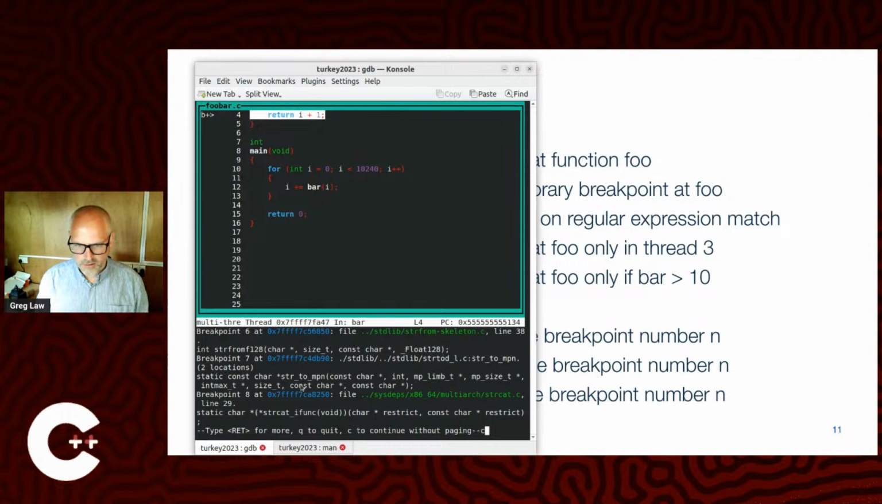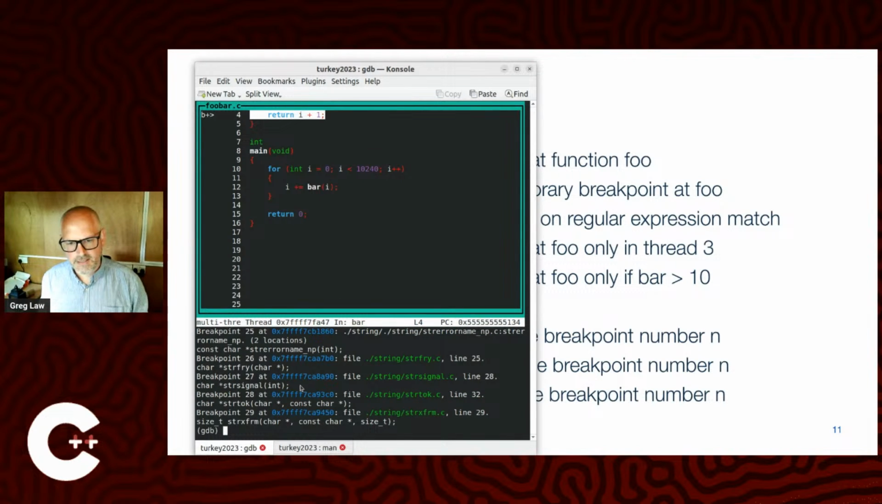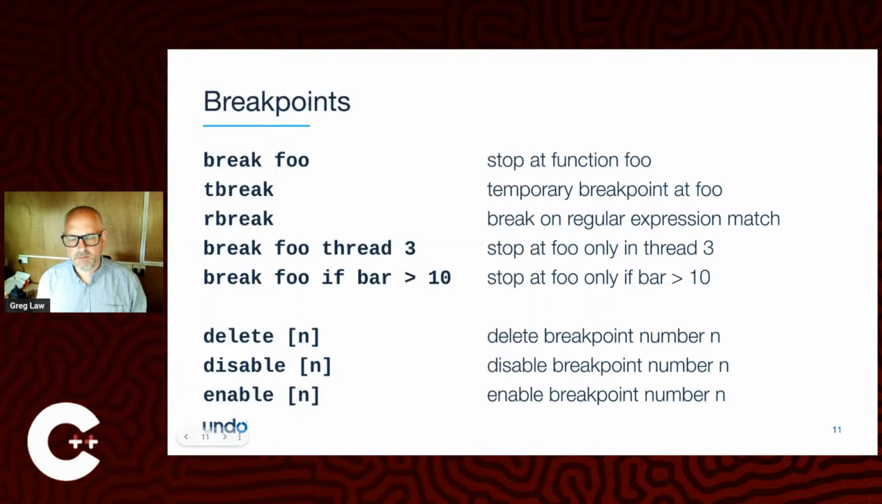And then I'll just continue because it's paginated. So there we are. It's set 29, minus the 5 that I already had, on all of the functions that start with str. So that can be quite useful sometimes. I can have thread specific breakpoints.